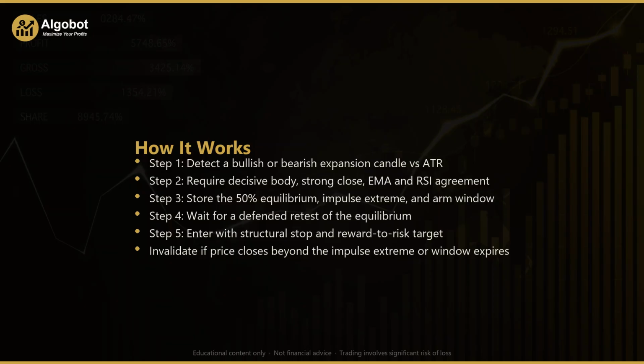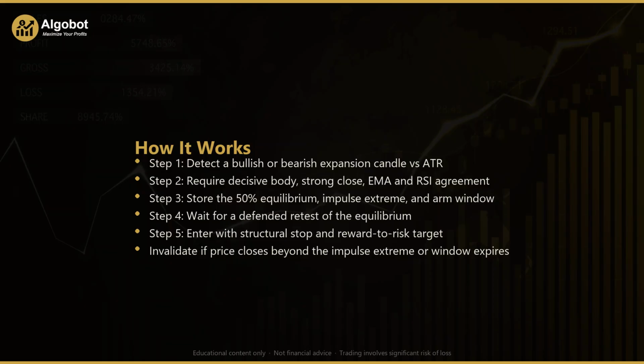Step 2 adds the direction and quality filters. For a long setup, the candle must close bullish, with the close landing in the top portion of the range, defined by the close lock value of 65%. The close must be above the exponential moving average, and that average must be rising. The relative strength index must sit between its trend floor of 50 and its exhaustion ceiling of 78. For a short setup, every one of these conditions is mirrored.